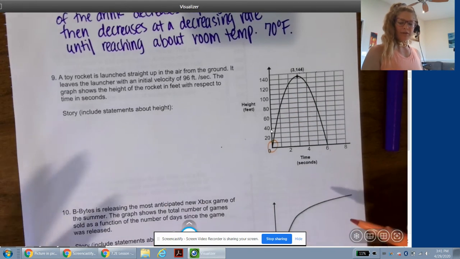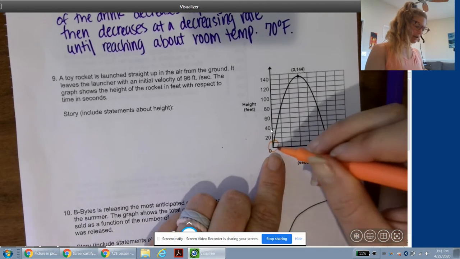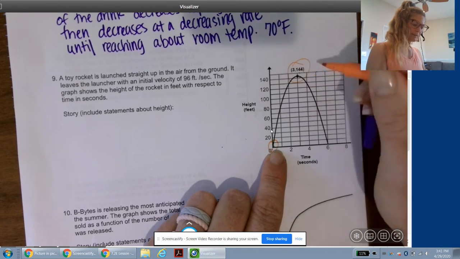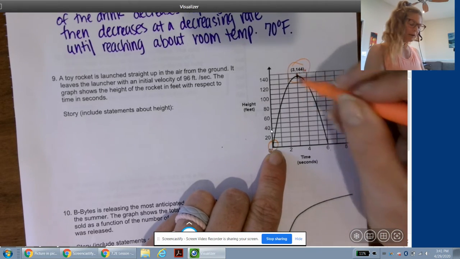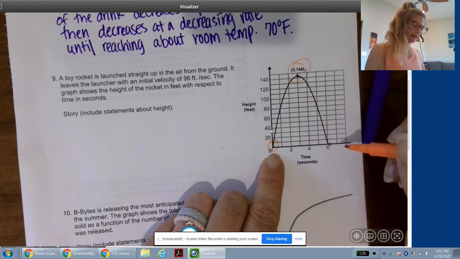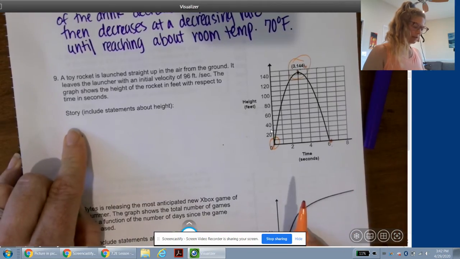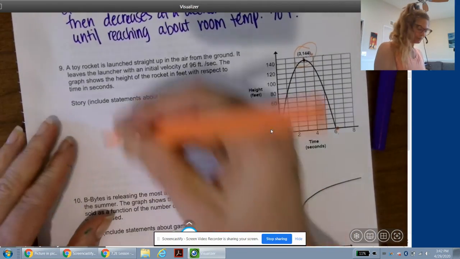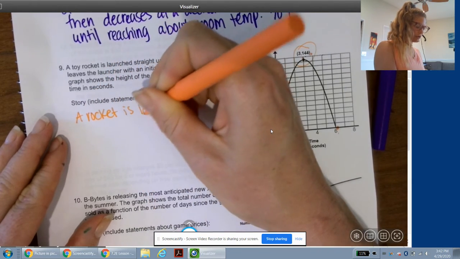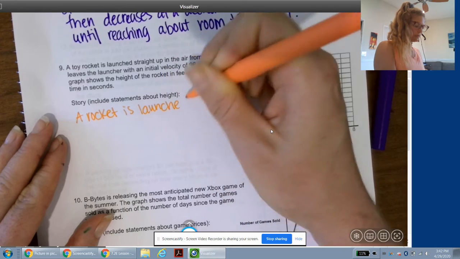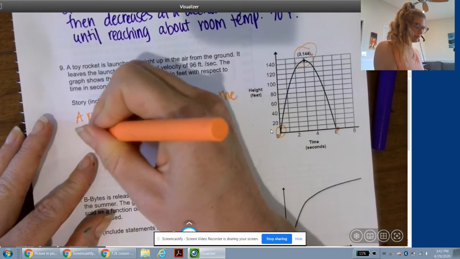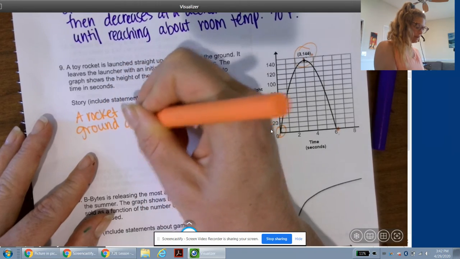So what we want to talk about is a couple really important things. We want to talk about when the rocket's launched, that it's on the ground. We want to talk about its maximum height and how long it took there. We want to talk about its total flight time. So, story. A rocket is launched from the ground at 0 feet.